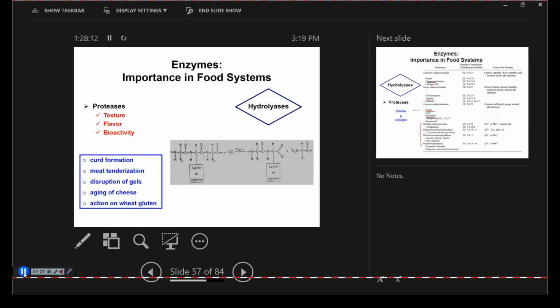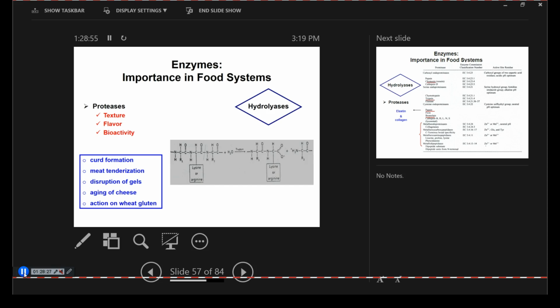So proteases, there are many applications for proteases that are used in industry for texture, flavor, and bioactivity. We use proteases in curd cheese production. We'll talk about that in the dairy protein section. Meat tenderization, disruption of gels. When we don't want to form gels in an application, we add protease to break down proteins so they don't form gel. Aging of cheese, where protein is hydrolyzed and gives you the distinctive flavor of an aged cheese because of the production of peptides.